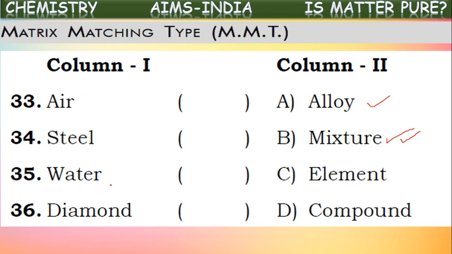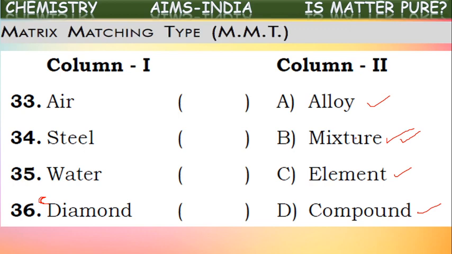What is water here? We know water is a chemical compound. It is a pure substance and it is a compound. So water is a compound because it is formed by the chemical combination of the elements oxygen and hydrogen. What about diamond? Diamond is one of the forms of the element carbon. So diamond is an element.